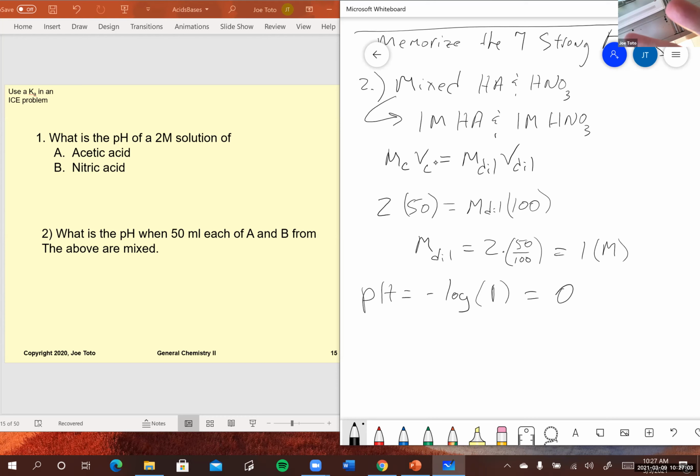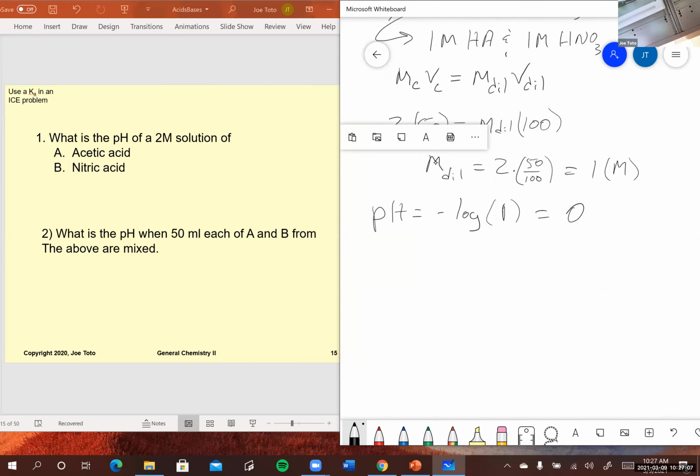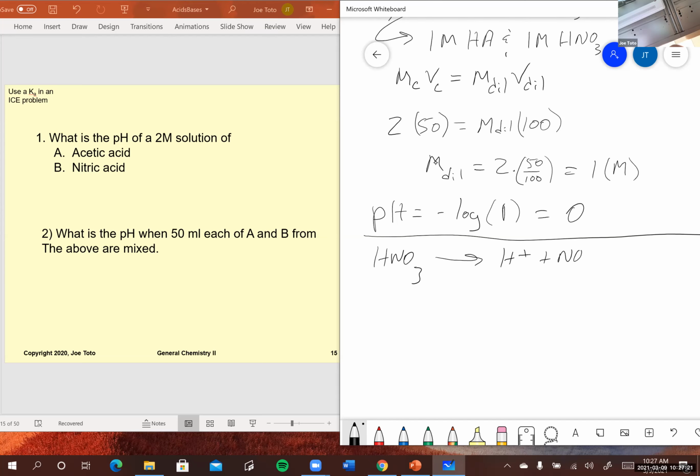All right, now let's see why that's true, why you can ignore the weak acid. Well, you know that the strong acid, HNO3, is going to go to H plus and NO3 minus. So I have 1 molar H plus. And that's it for that.